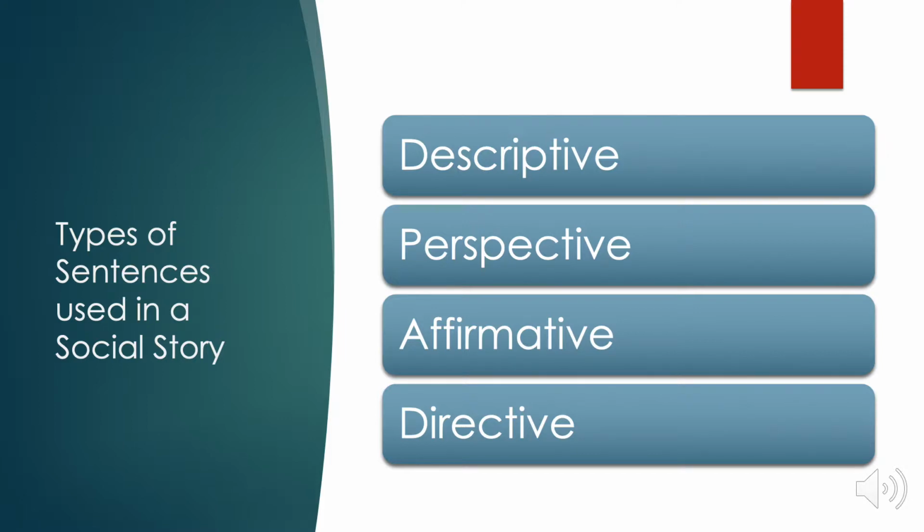Remember we talked about a social story following a certain prescription? Here are the types of sentences used in a social story: descriptive, perspective, affirmative, and directive.